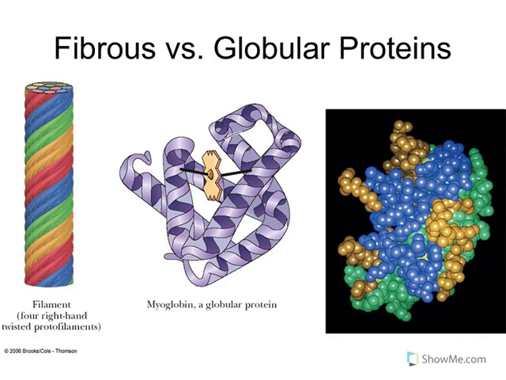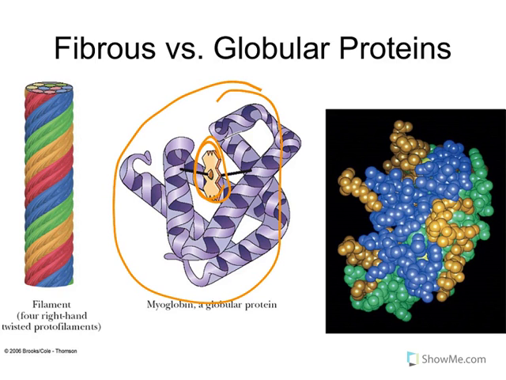Right, so this is just some of the little pictures. You can see this is the myoglobin structure. It's all alpha helical. This is the heme. It's called a prosthetic group because it's added on afterwards, just like a prosthesis. And then this is just a filament. This is a space-filling diagram of a globular protein.